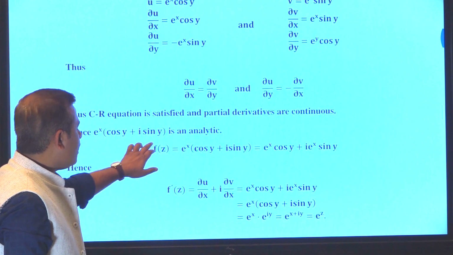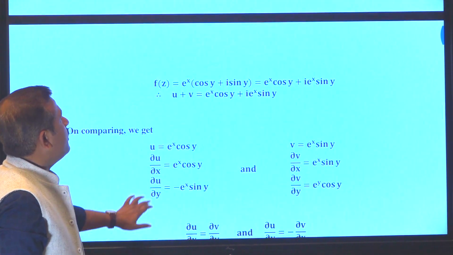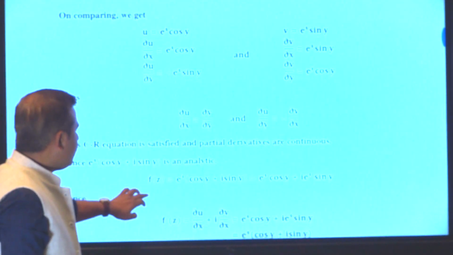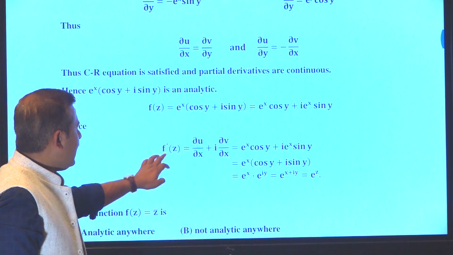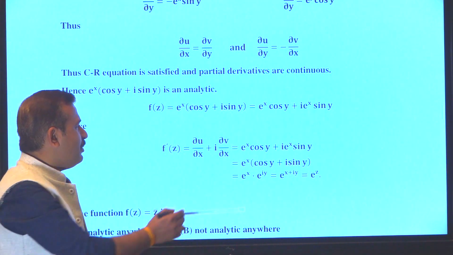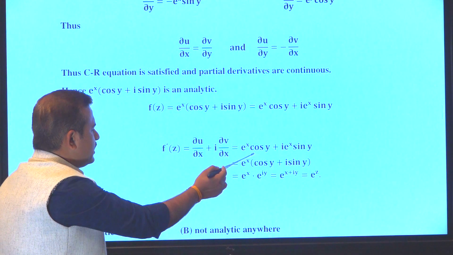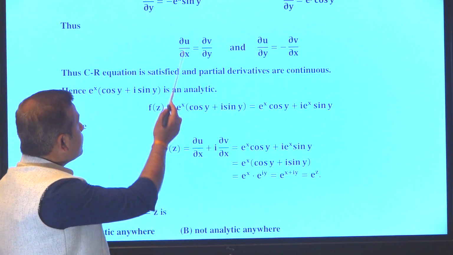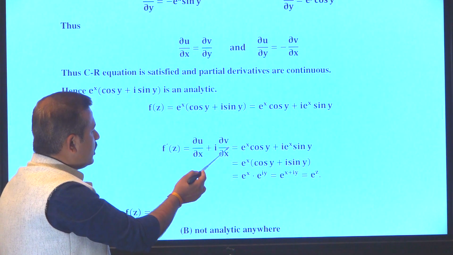Now come to the other part, because we have to find the derivative of this result. So first we show that it is analytic and then find f dash z. See here f dash z equal to del u upon del x plus i del v upon del x. Simply we differentiate, because we already have the results del u upon del x and del v upon del y, del v upon del x.